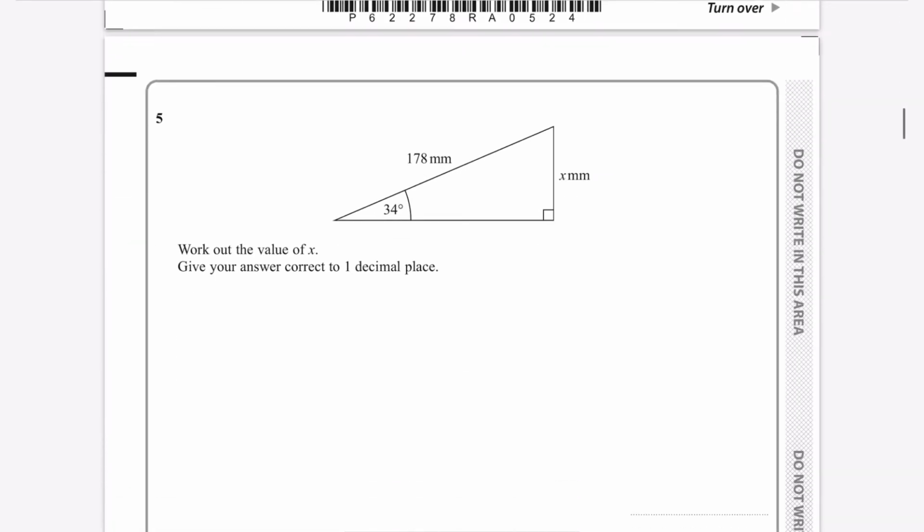Okay, question 5, this is a trigonometry question because we've got 2 sides and we've got an angle. We're going to try and work out the value of x. Well, let's label the different sides that we've got here. This is definitely the hypotenuse and this side is the opposite.